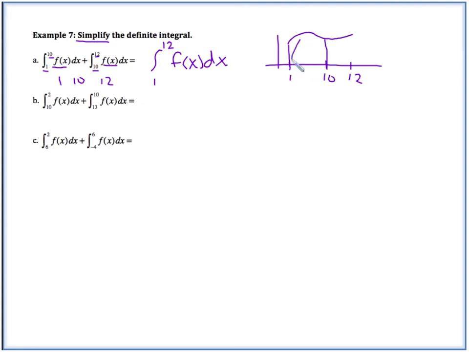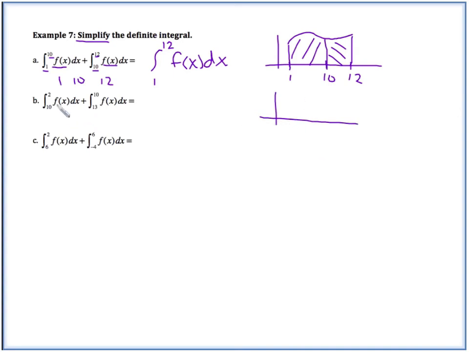So here would be the first definite integral, and here would be the second definite integral. And you can see that we can just add them together, and we're going to get this definite integral right here simplified. All right. In our next one here, let's go ahead and draw our picture first for this one.